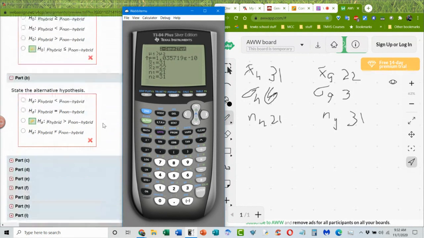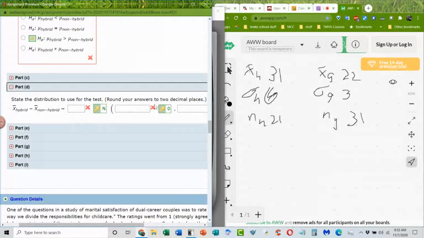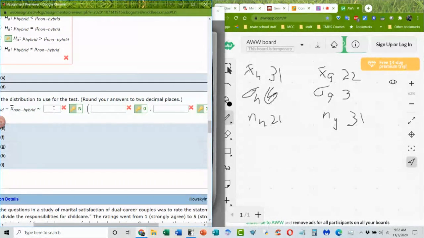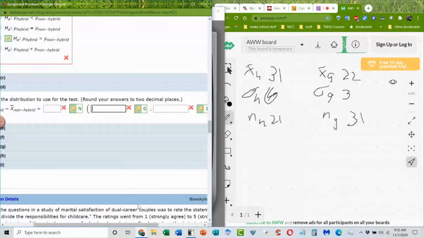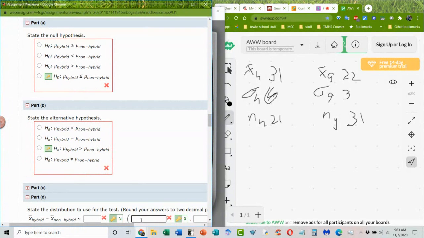Okay, those numbers are fine. All right. So C asks us, what does it mean to subtract the means? D asks us for the distribution. Now this one is a pain in the bottom. Yes, I said a pain in the bottom. Because it's normally distributed, it's going to have a mean of 0, because if we subtract these two things, we're saying that they're equal. So we'll get a mean of 0 when we subtract, because we're testing that they're the same.